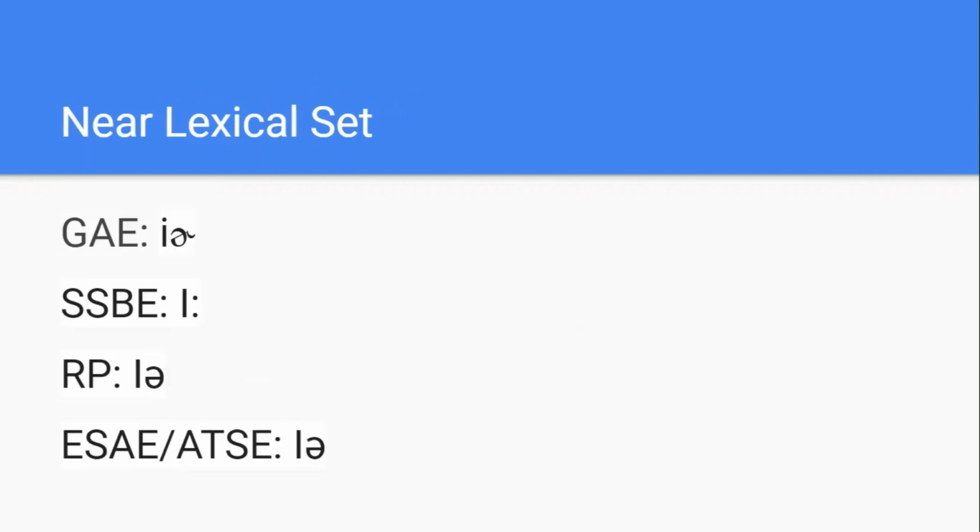In the near lexical set, again, General American English, it's that rhotic, so near with that rounded R sound. Southern Standard British English, near, so an extended I sound, and then received pronunciation historically had the near sound. And both Eastern Standard American English and American Theater Standard follow the received pronunciation of near for this particular lexical set. So anytime there's like that E sound followed by an R.